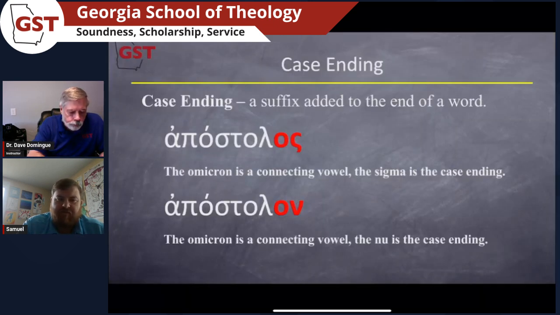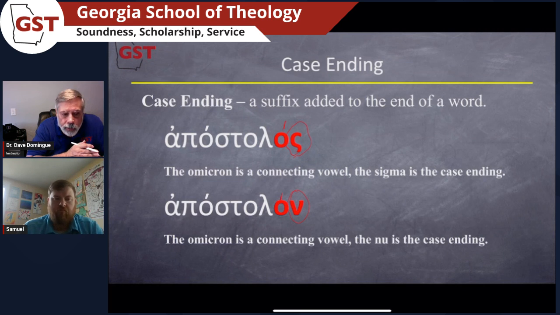Well, that's all we ask. So now when we're talking about case endings, we're talking about just a suffix added to the noun, or to the adjective or the pronoun, whatever. We're just adding a suffix. Really, the case ending, and even here I have it a little inaccurate, this is the case ending. This is the connecting vowel, or really the stem ending.